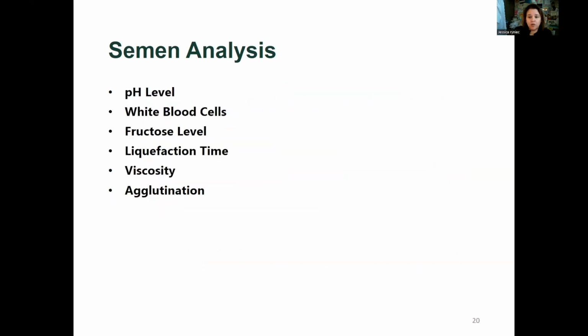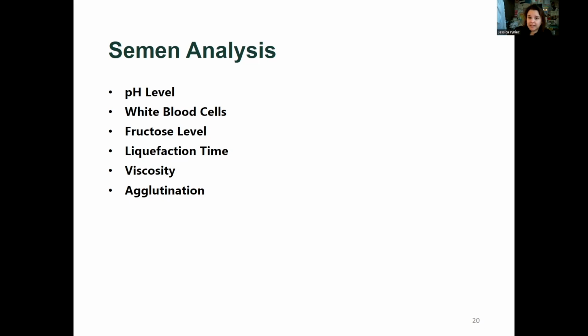With the semen analysis, you also will get some other values. These are typically less important in most people. However, these different things here, the pH, white blood cells, fructose, liquefaction, viscosity, and agglutination, those can be helpful if there are abnormalities in the more important factors, or if these are very abnormal, in directing us towards a potential cause for why the semen analysis is abnormal.